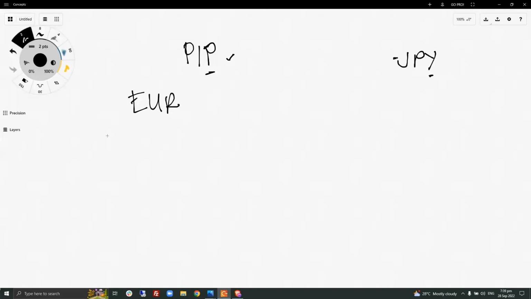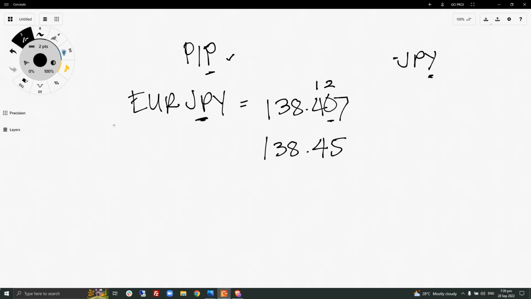Let's say Euro JPY with an exchange rate of 138.407. Ang galaw naman ni Pip is, again, the same. Second to the last decimal, so this, or second decimal point for any pairs ending with JPY. So in this case, any movement from this point, this 0, is going to be the Pip, right? So kung 138.457, so from 40, naging 45 siya, so that's a move of 5 pips.